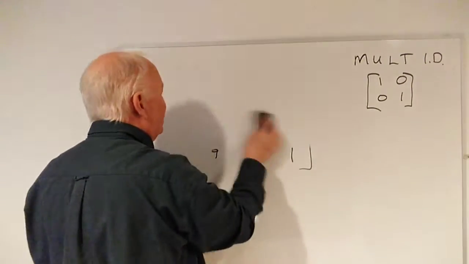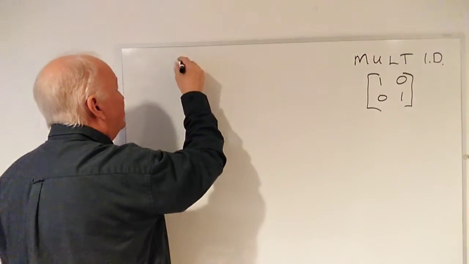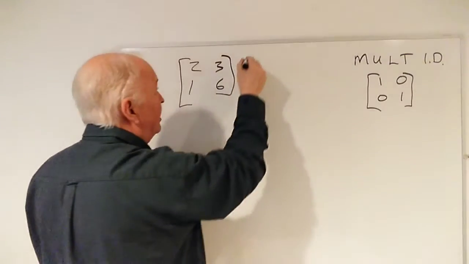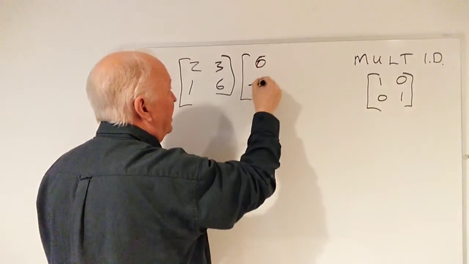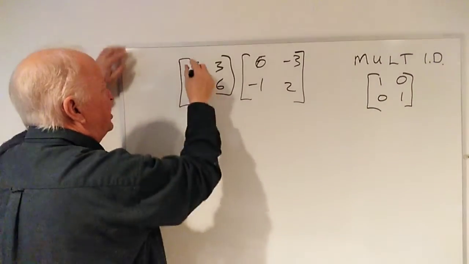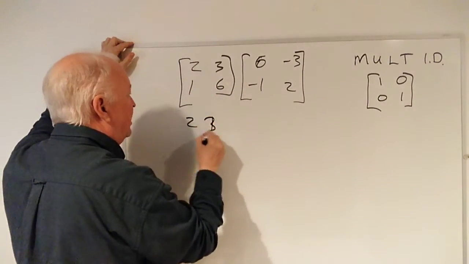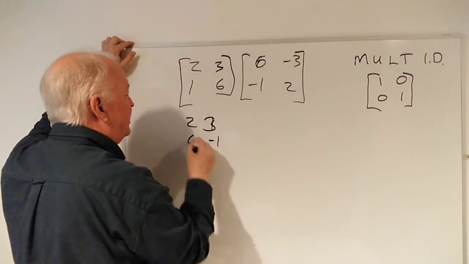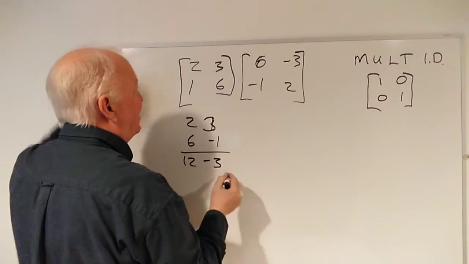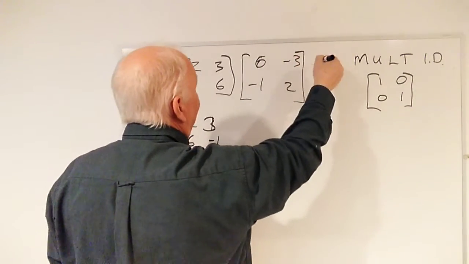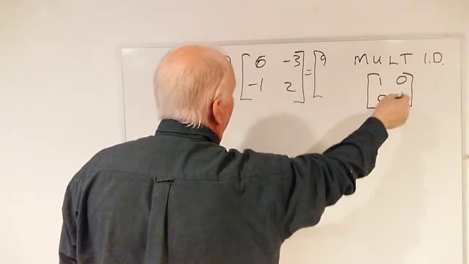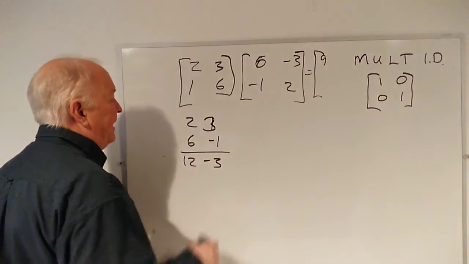To show you how easy this is, let's take these two matrices. 2, 1, 3, 6 times 6, -1, -3, 2. Let's take row 1, column 1. This is 12 minus 3, that's 9. So I'm not getting a 1 in the first position. I get a 9, so it's out. So as soon as you get anything other than one of those numbers, you know that there is no inverse.